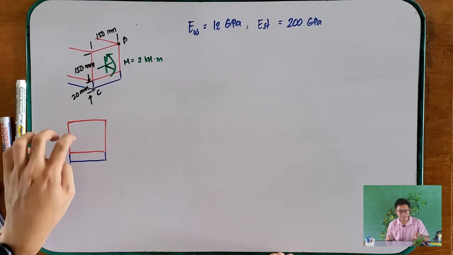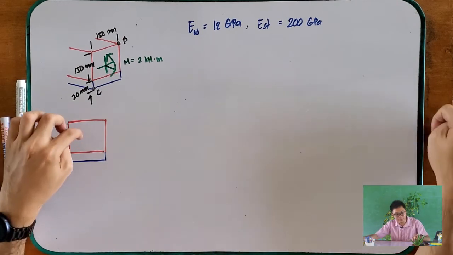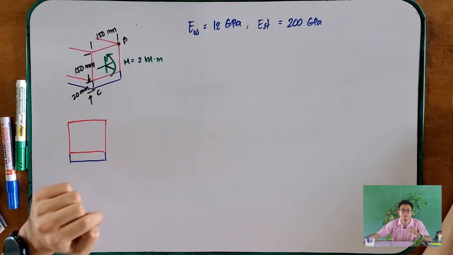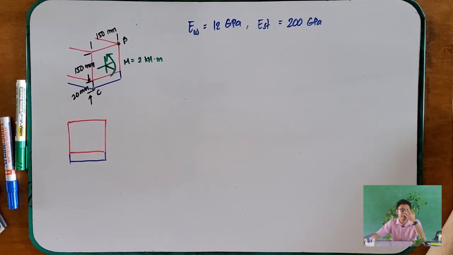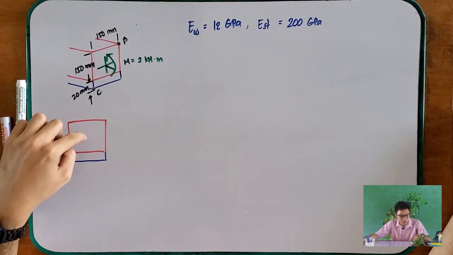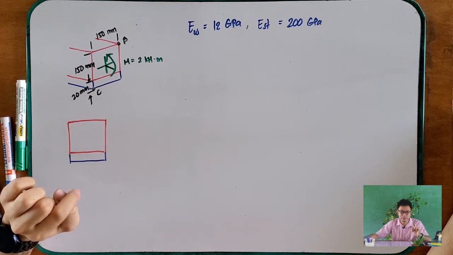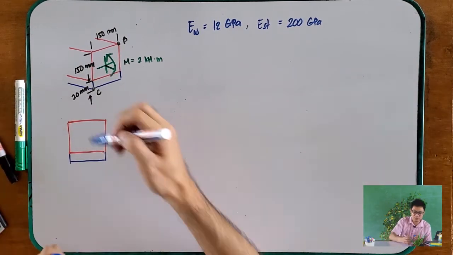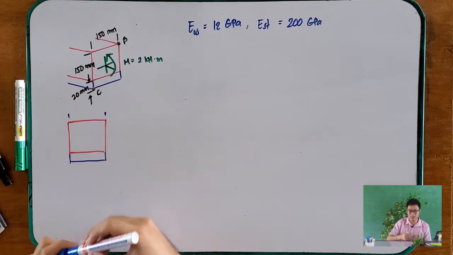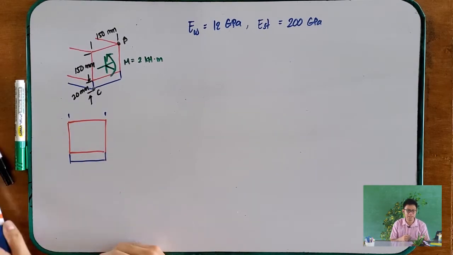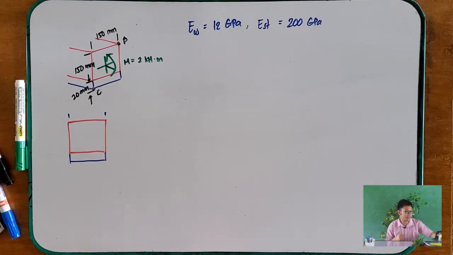And ganahan ta i-transform ang wood into steel. Sige, mao na tong goal ha. We are going to transform your wood into steel. So therefore, we have to change this width of our wood. And how can we change the width of our wood?